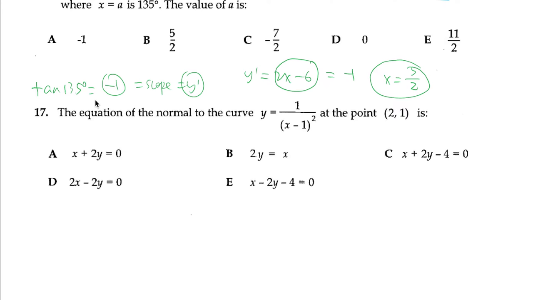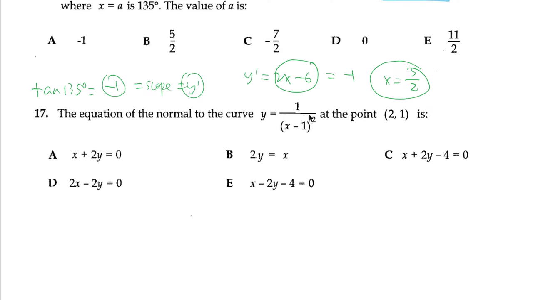Question 7. The equation of the normal to the curve at the point 2, 1. Luckily he's already told you the point, so at x equals 2, y equals 1. Don't rush into the derivative, you can do a double check first. At x equals 2, y equals 1, this equation won't work: 2 plus 2 is 4, it's not 0. D, 2x minus 2 is 2, again not 0, it's gone. 2x equals y looks okay.